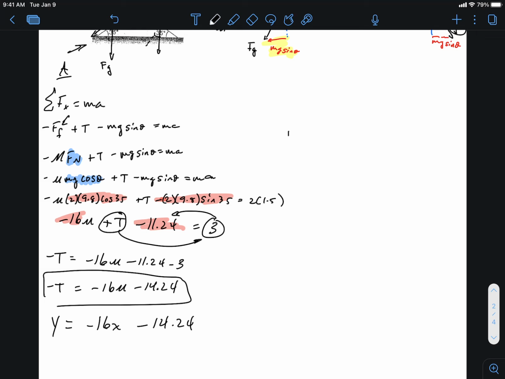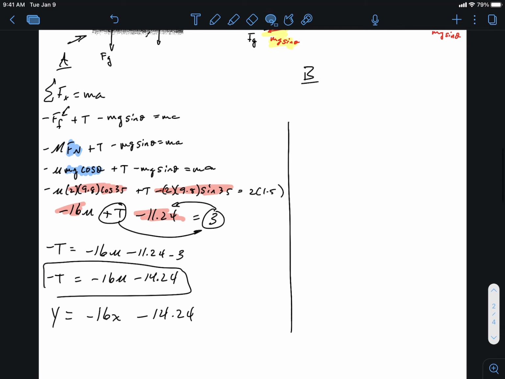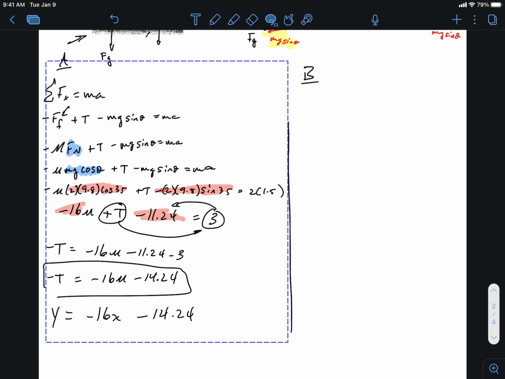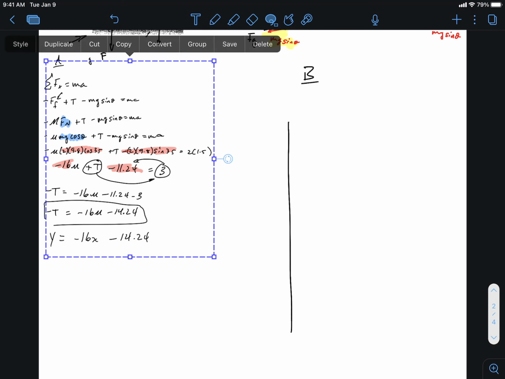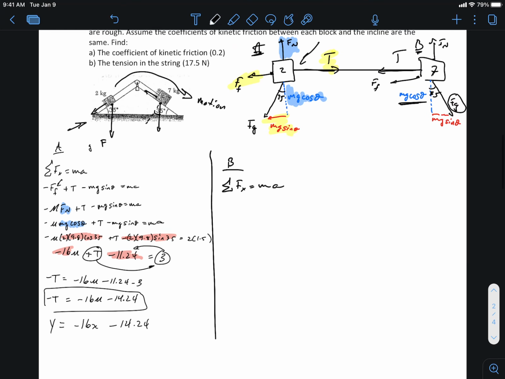Let's, for 2 seconds, just look at the sum of the forces acting on box B and figure out what's going on there. I'm going to save some space here. Okay. Well, let's look at box B then. We're going to do the same thing. What do I got acting on box B?